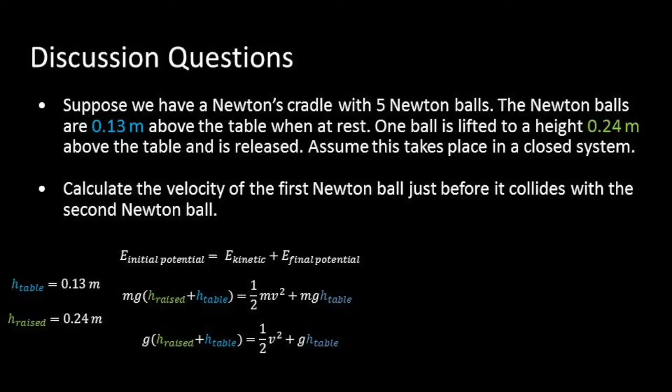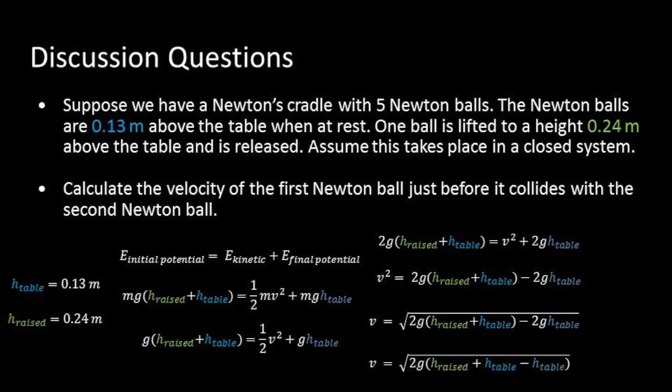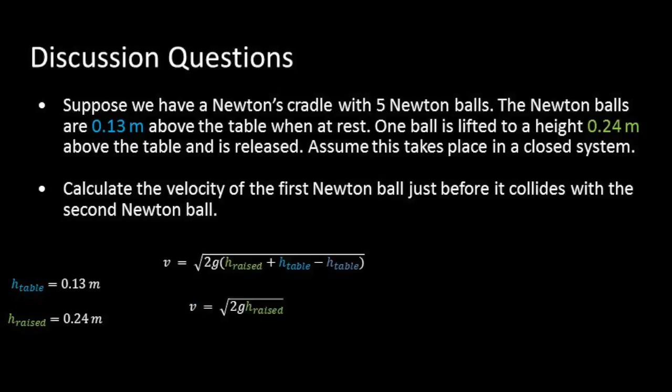First, we can divide both sides by m. Then multiply both sides by 2 to get rid of the 1/2. Then we could bring the 2g h table to the opposite side of the equation. Then we could take the square root of both sides. Then we can note that all the heights are multiplied by 2g, so we could take the 2g to the outside. Then we can note there are two h tables, so we could cross the two h tables out, and just get v is the square root of 2g h raised. And that means that the velocity right before the ball collides is equal to 2.17 meters per second.